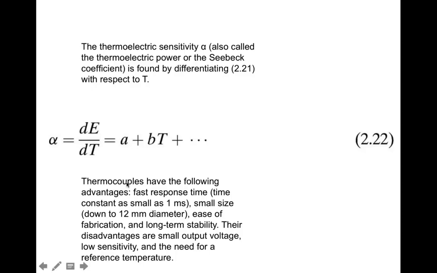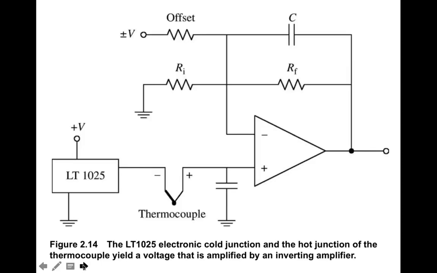So thermocouples have a couple of advantages. They have a very fast response time. Now fast is relative. Time constants of 1 millisecond. But in terms of the human body, that's fairly fast. They have a small size, down to 12 millimeters or a centimeter in diameter. Also relative, but still not bad. They're very easy to fabricate, and they have long-term stability. Their disadvantages are they give a relatively small output voltage, they have a relatively low sensitivity, and they need a reference temperature.